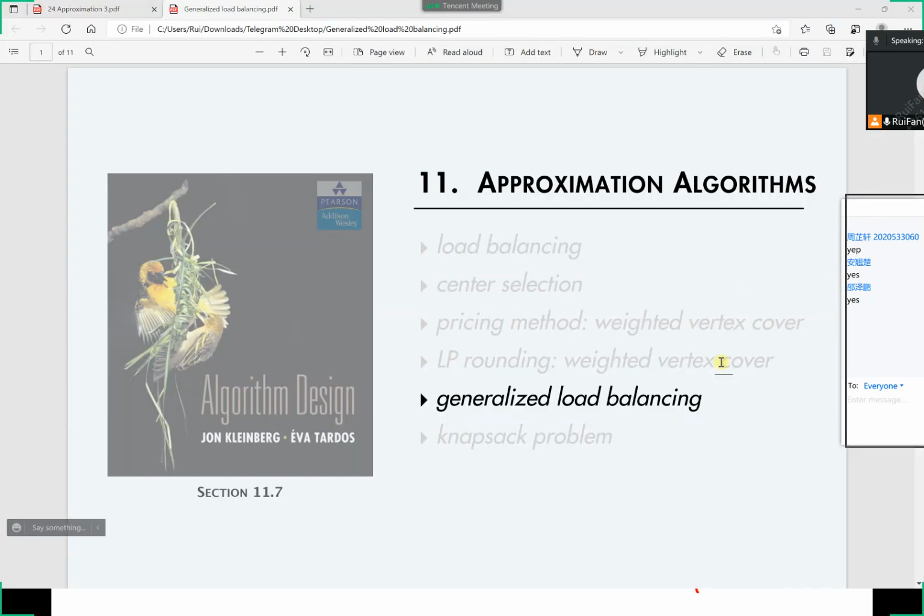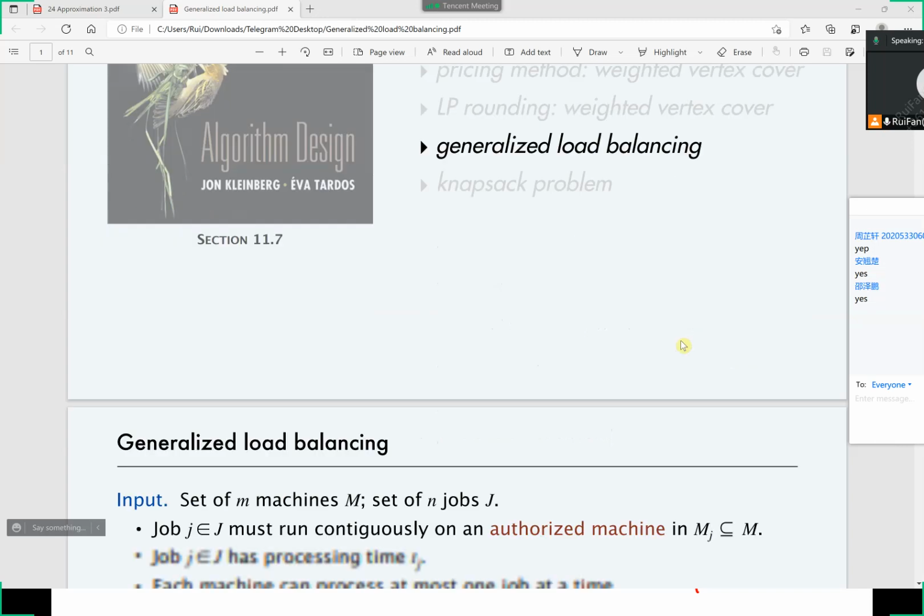Okay, so now we're going to talk about one more load balancing problem, or scheduling problem. Basically, people use these two terms kind of synonymously, scheduling and load balancing, because if you want to get a good schedule, then you want to balance the load between all the processors. You want to make sure all the processors get about the same amount of load. That's why oftentimes people use these two terms interchangeably.